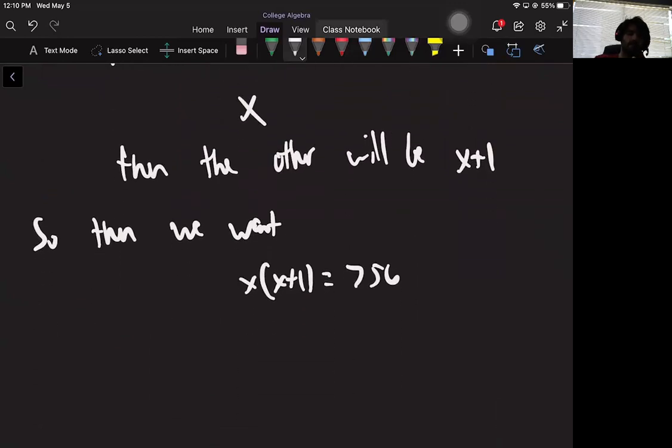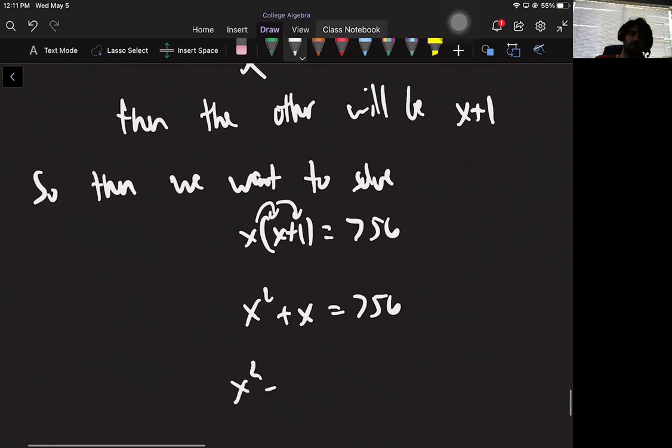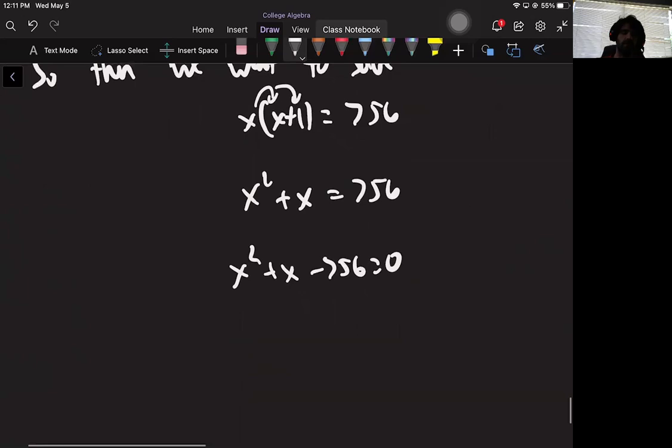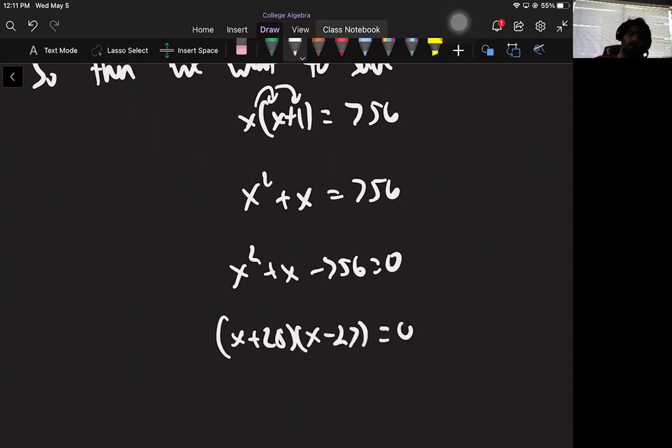Okay, so then what we really have to do is solve this. But we know how to do that now. We've got to get everything to one side. So first I'm going to distribute that x through, and then I'm going to subtract the 756. And now I just need to know how to factor it. So I'll save you the trouble, and it's going to be x plus 28 times x minus 27.